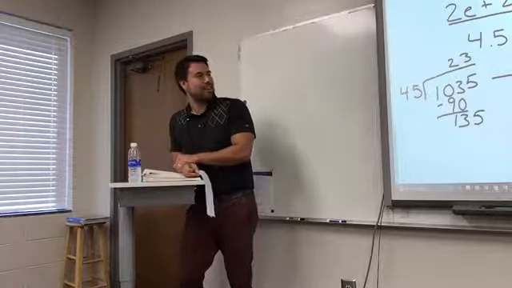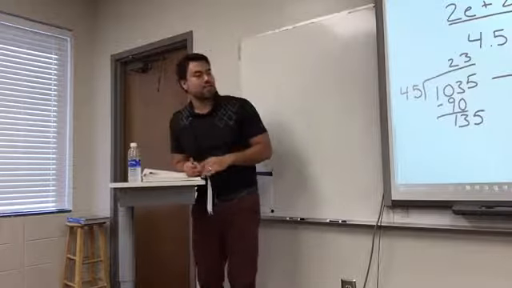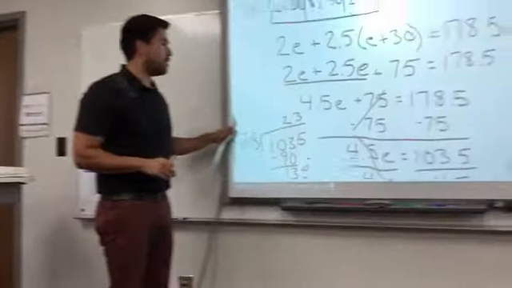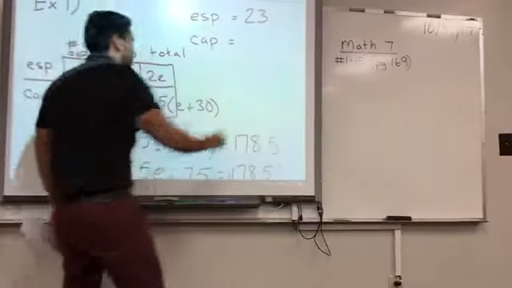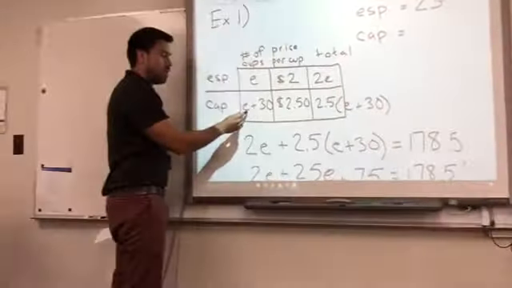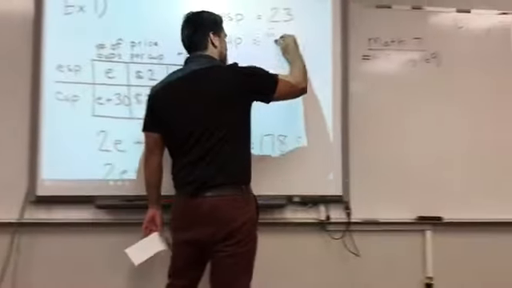Wait. How'd you guys get that? If she sold 23 cups of espresso, so that's up here, 23. Wasn't the cappuccino the number of espresso plus 30, which you guys said was 53? And that's correct.